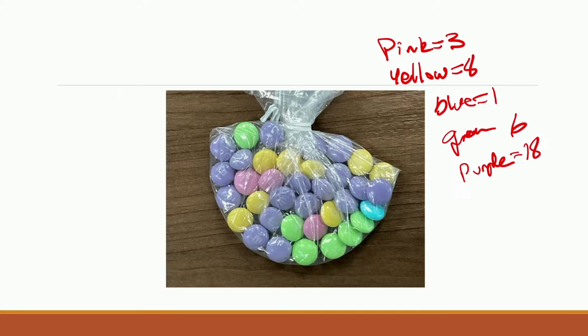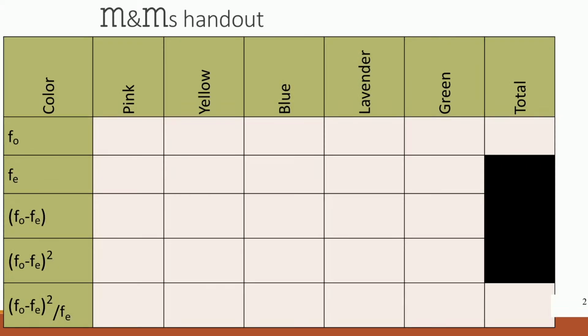So it may be self-explanatory. Some of you are probably doing the calculation. That's fine. 3, 8. Okay, there we go. Okay, so when you get done counting, you should have something like this. Oh, you should also mark down whether it is plain or peanut.